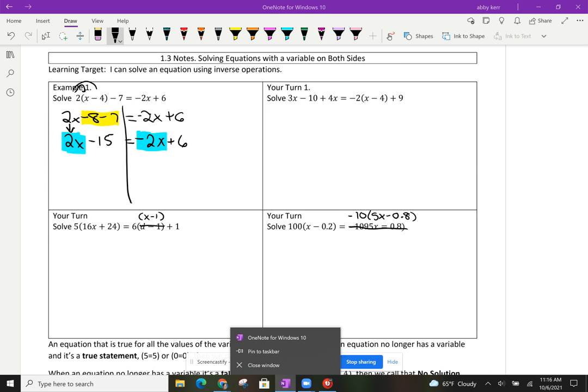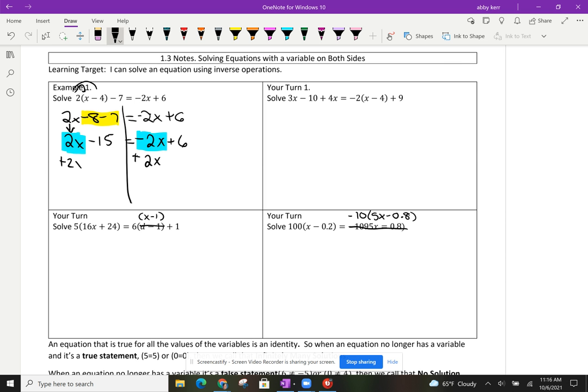However, we can't do that yet because they're on opposite sides of the equal sign. So what we do is the opposite of minusing, which is adding. And then we can actually now combine the 2x and the 2x. So then it becomes 4x minus 15 equals 6. If you notice here, we finally have that nice two-step equation that we're always looking for.